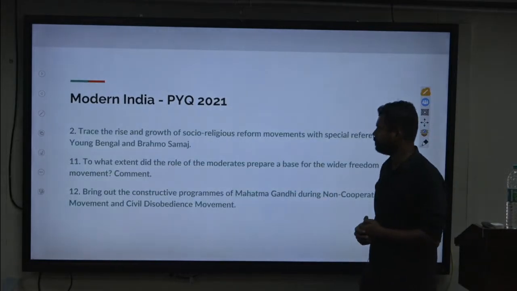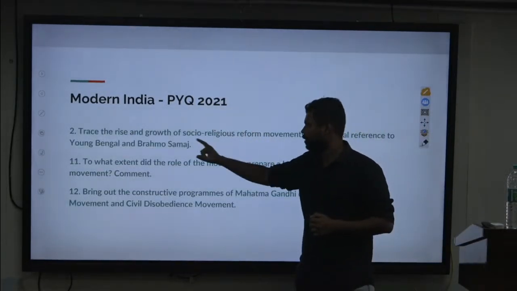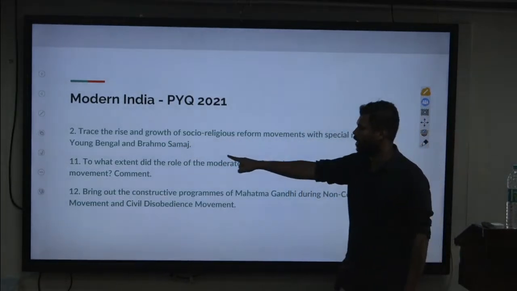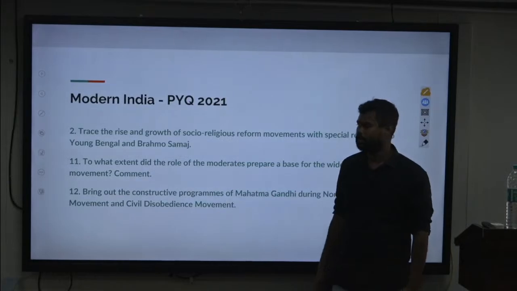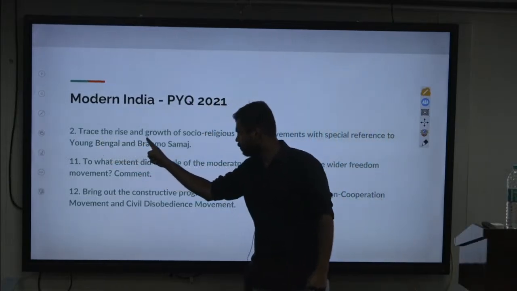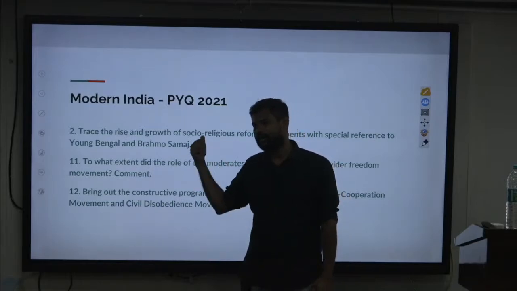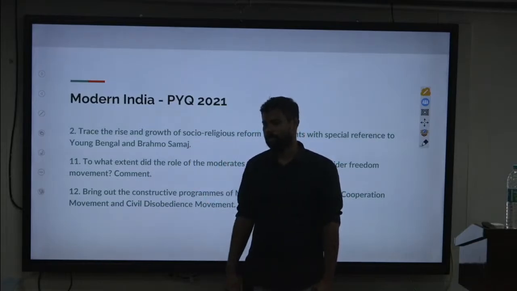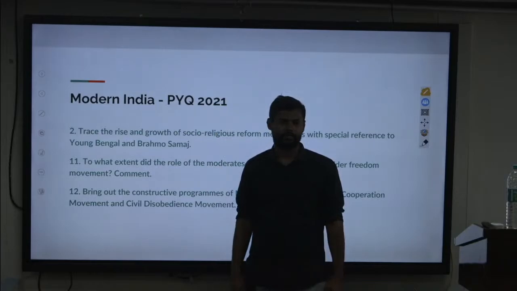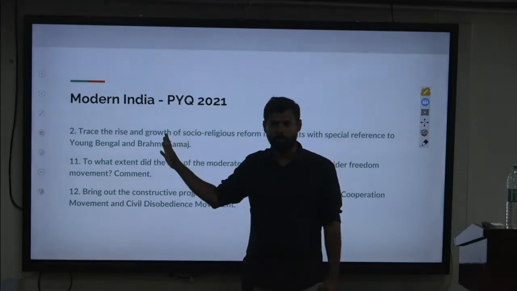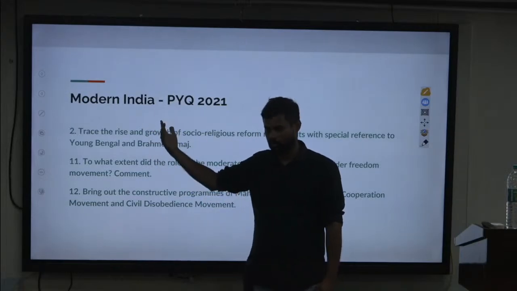Next, question 21: Trace the rise and growth of socio-religious reform movements with special reference to Young Bengal and Brahmo Samaj. Look at that keyword. They are explicitly asking you to write the temporal approach. They don't want you to write two events there. If you write Brahmo Samaj and the Young Bengal movement in 5 points and come, no. They want you to trace the rise and growth of it.